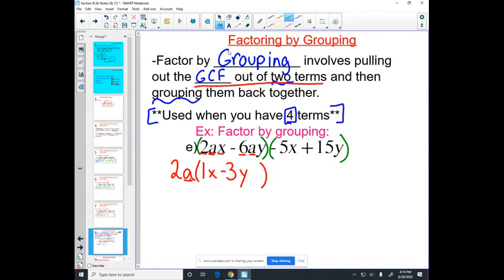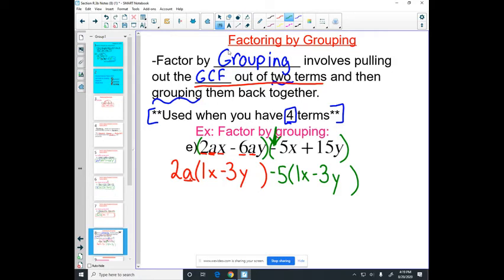Let's do it out of the last 2 terms. Because there is a negative in the front, I'm actually going to go ahead and pull out a -5 out of both terms. Anytime there's a negative in the front here, it's a good idea to go ahead and pull out that negative in your answer as well. So pull out a -5. I can't pull out an x or a y because they don't have it in common, so I'm going to divide. -5 divided by -5 is 1, leave my x. 15 divided by -5 is -3, leave my y. Okay? So first step is done.